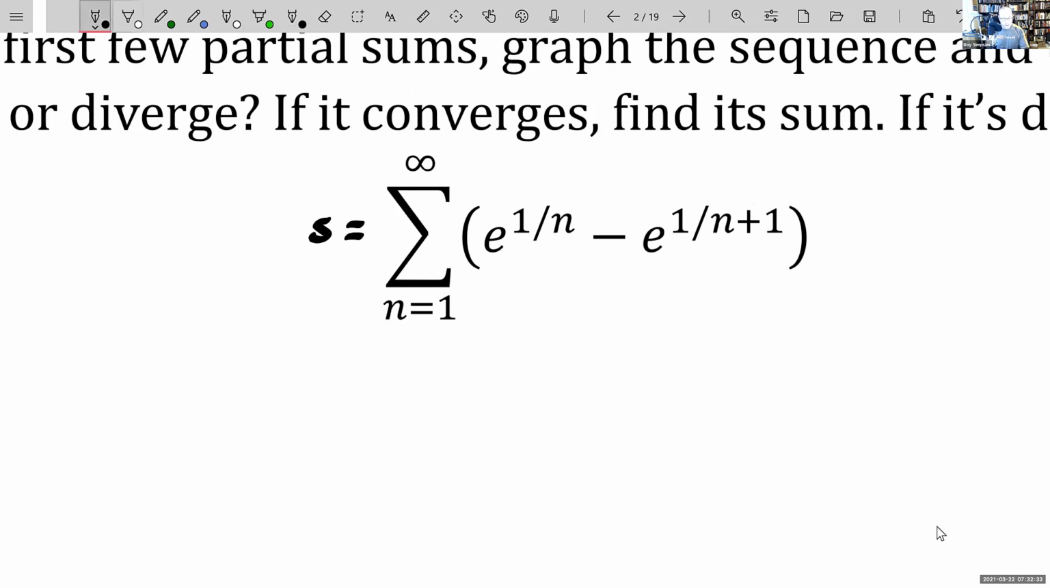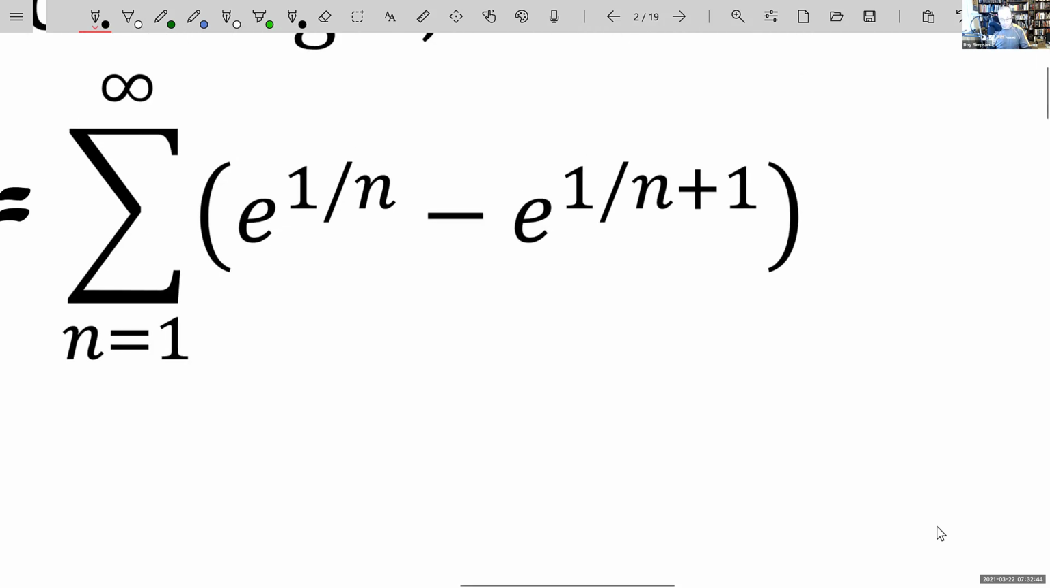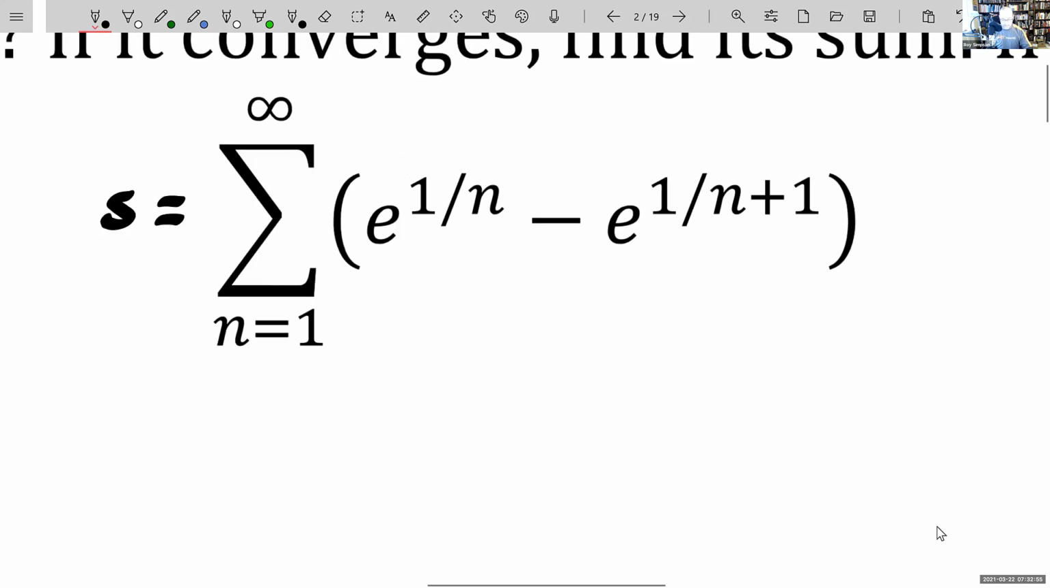To find the partial sums, I'll start with what's S sub 1. In other words, what if I add up only one term in this summation? So if I don't go from 1 to infinity, but instead start at 1 and end at 1. Okay, so let's go ahead and find out what S sub 1 is.